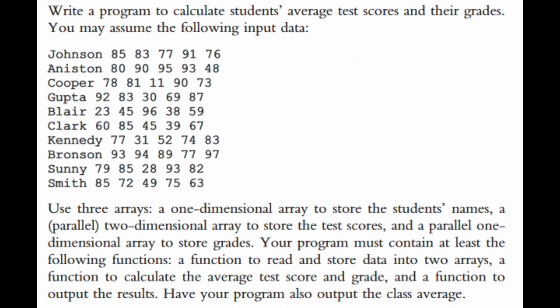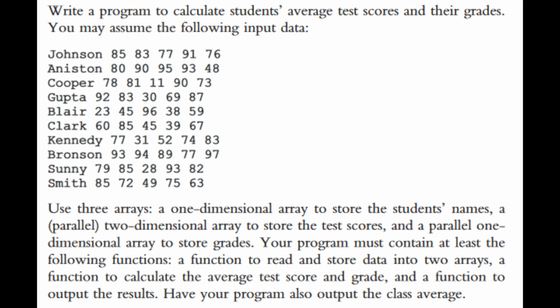And the problem reads as thus. Write a program to calculate the students' average test scores and their grades. You may assume the following input data. You are to use three arrays: a one-dimensional array to store the students' names, a parallel two-dimensional array to store test scores, and a parallel one-dimensional array to store grades. Your program must contain at least the following functions: a function to read and store some data into two arrays, a function to calculate the average test scores and the grades, and thirdly, a function to output the results. Have your program also output the class average.